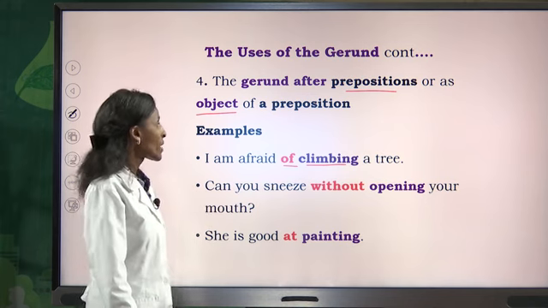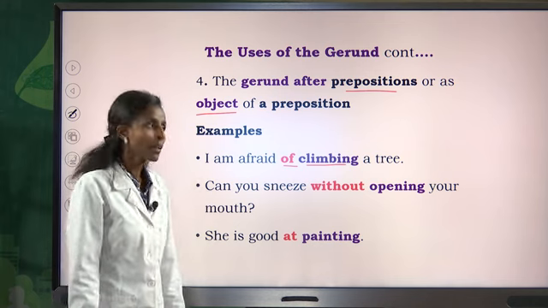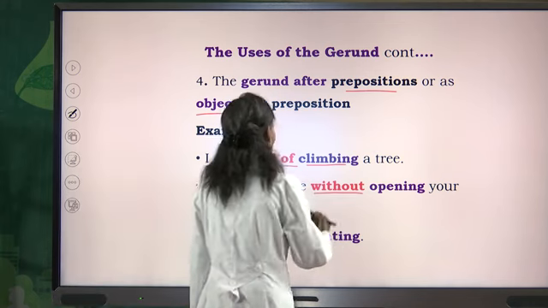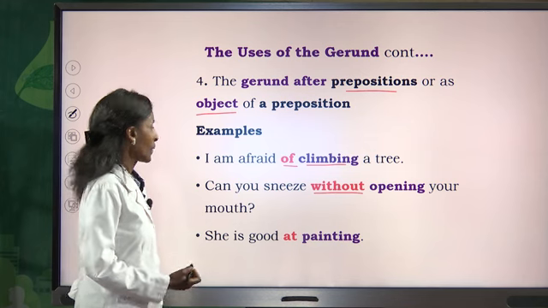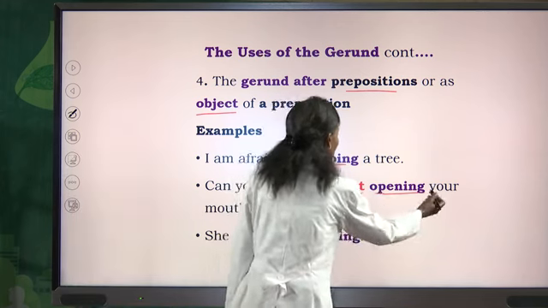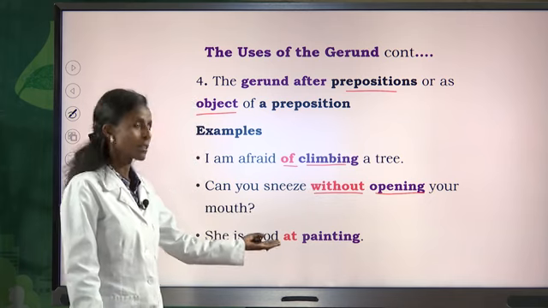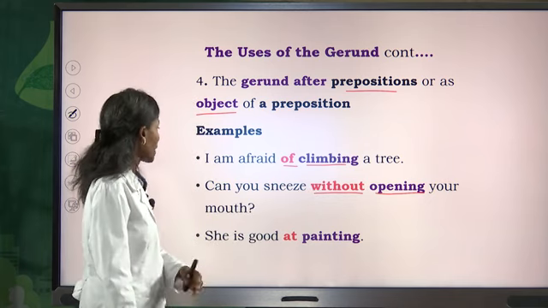Can you sneeze without opening your mouth? Without is what? The preposition. Without what? Opening your mouth. So opening your mouth, opening is what? Object of the preposition without, because it needs it there. Otherwise, it will not be complete.